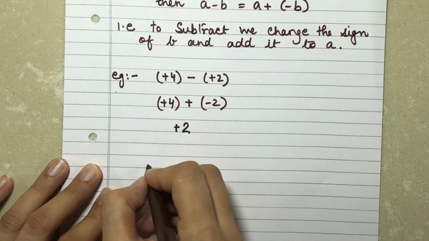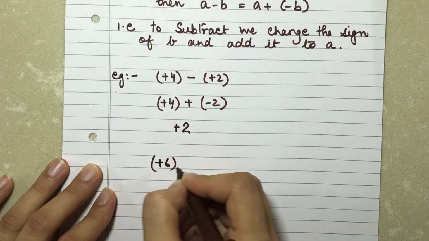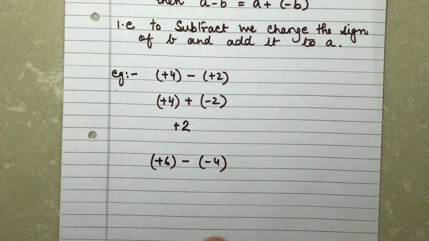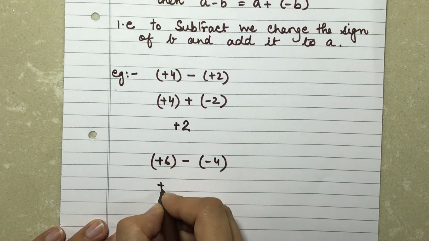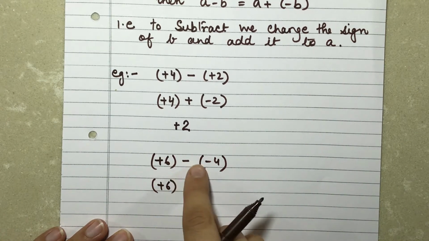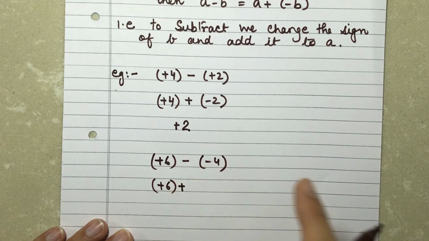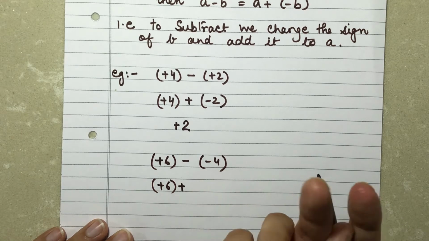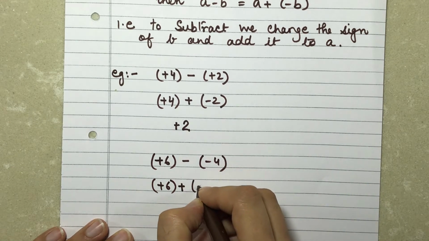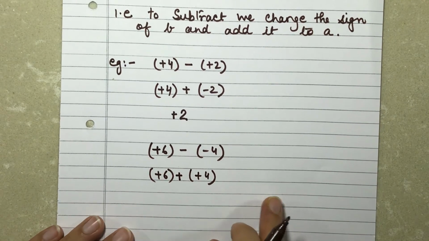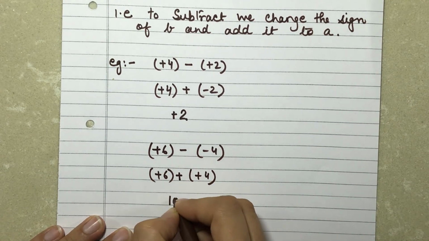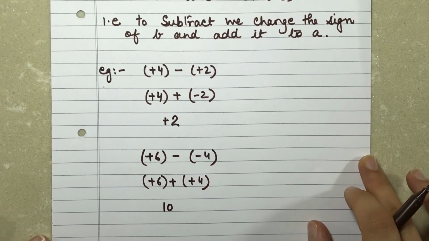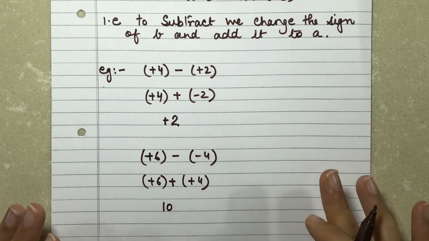Example number 2 is you have to subtract minus 4 from plus 6. Again, very simple. What are we supposed to do? Plus 6 remains as it is. My minus sign is going to change to a positive, and the sign of my b, the next integer, is also going to change. So this becomes plus 4. 6 plus 4 is going to give me the answer 10. That's it. It is as simple as this. You don't have to get confused. Just follow the rule and your answers will be perfect.